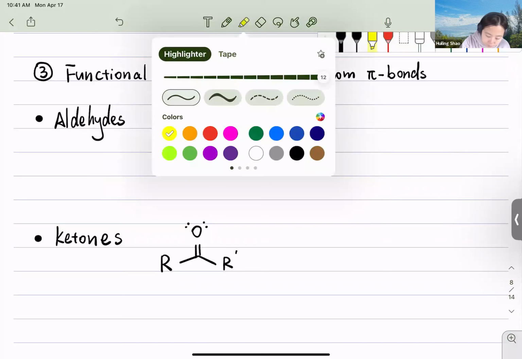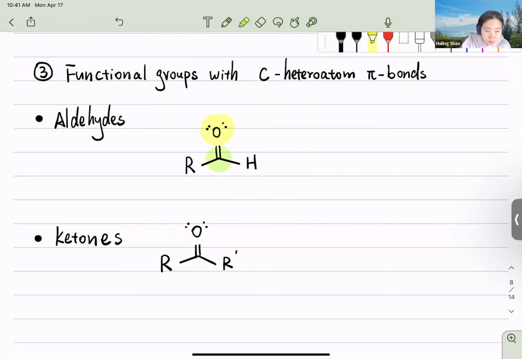So if we look at the structure of aldehydes and ketones, in this oxygen carbon double bond, we have two different types of reactivity you can imagine. For example, the top oxygen can act as a nucleophile because it has the free lone pair. It can donate its lone pair to form new chemical bonds. It's Lewis basic, or an electron pair donor.